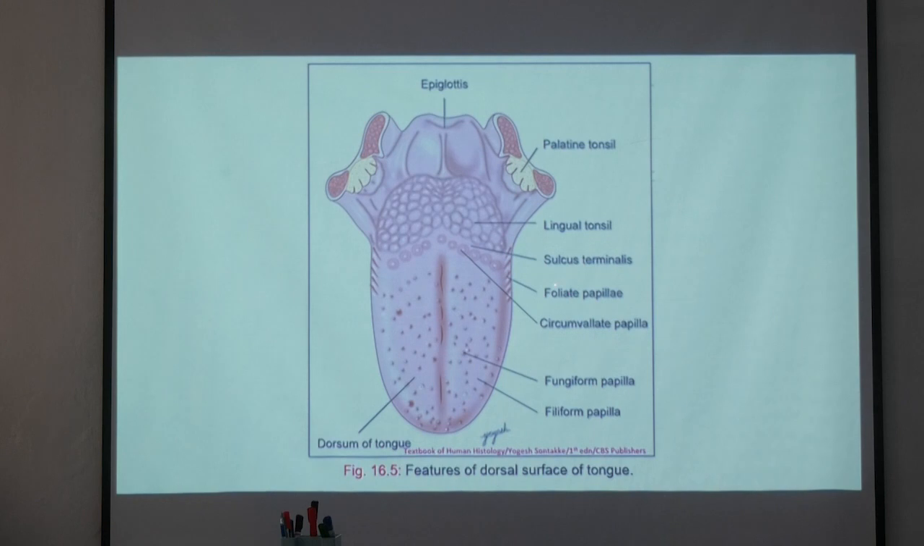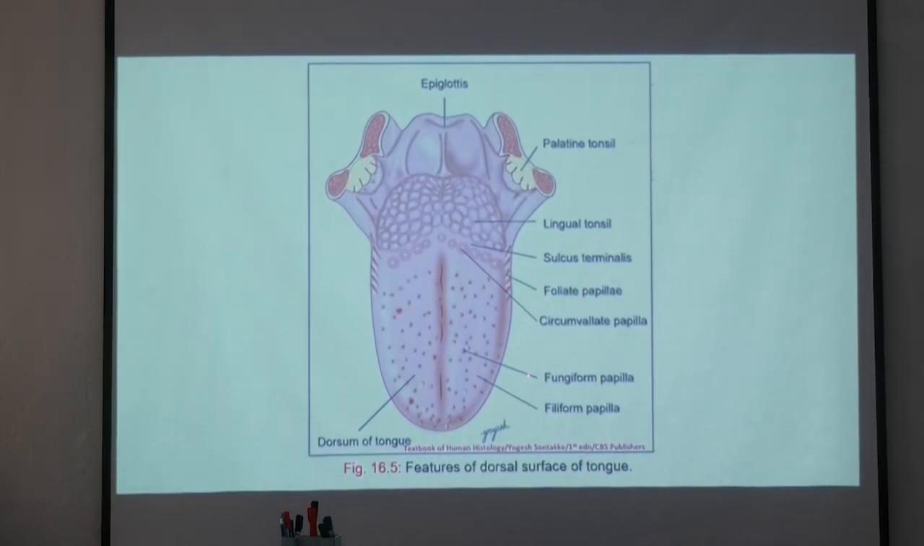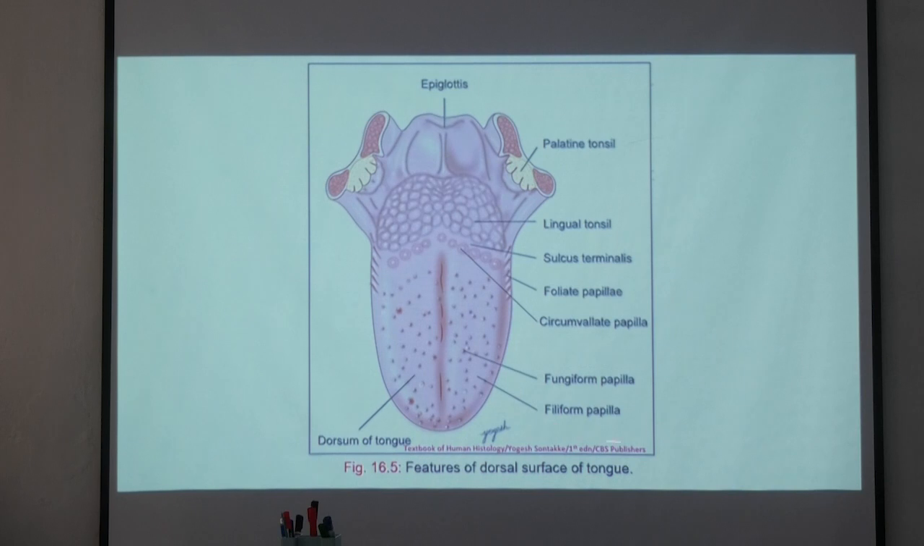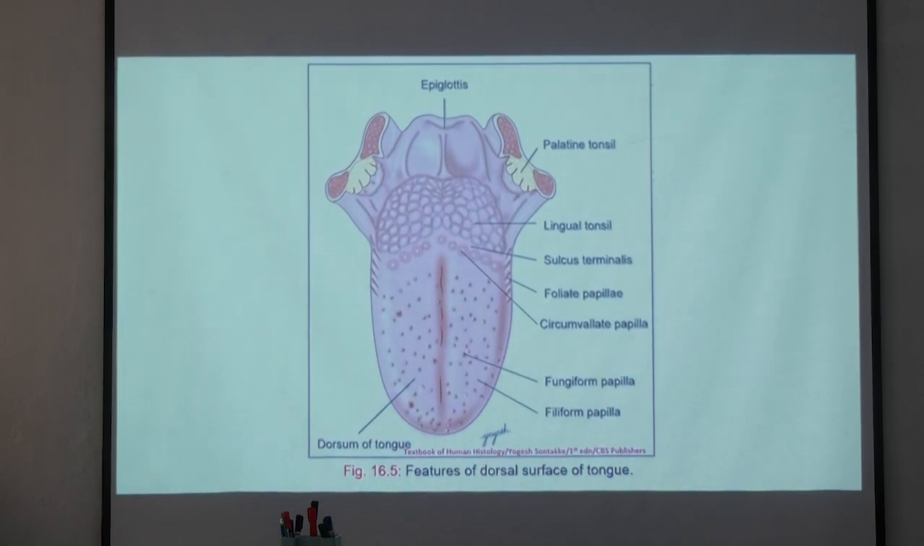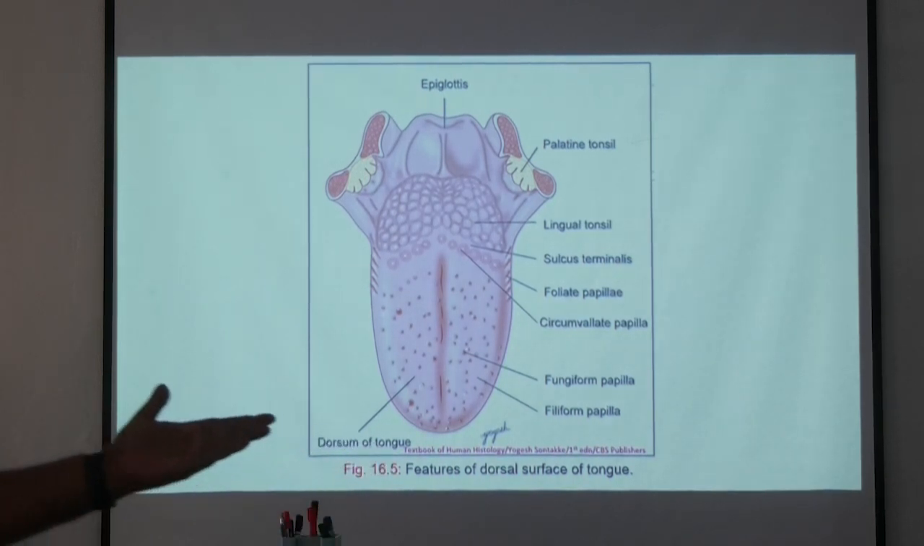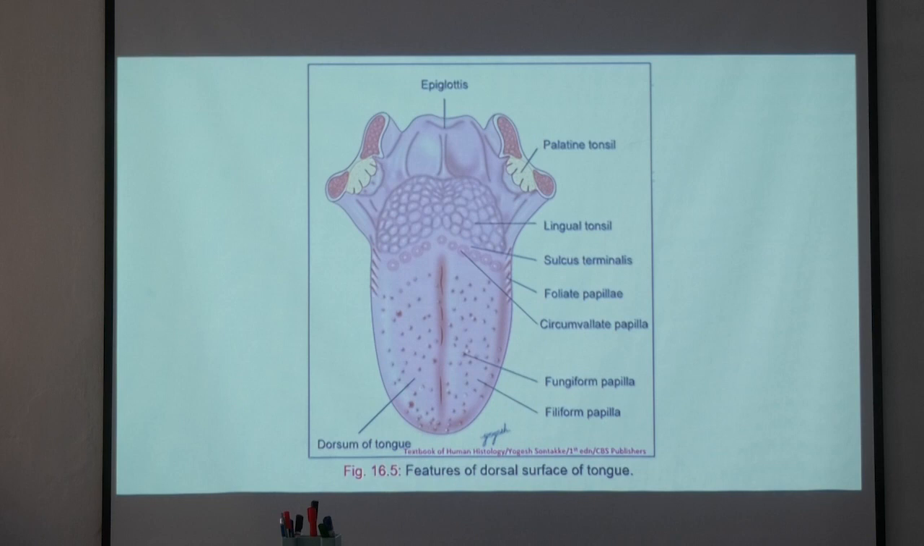Foliate papilla, circumvallate papilla, fungiform papilla, and filiform papilla. Now, you can identify in your own tongue, you will see the glottal surface of the two-thirds.